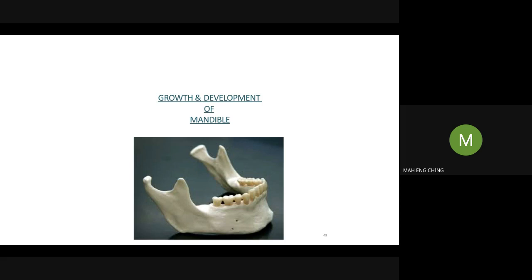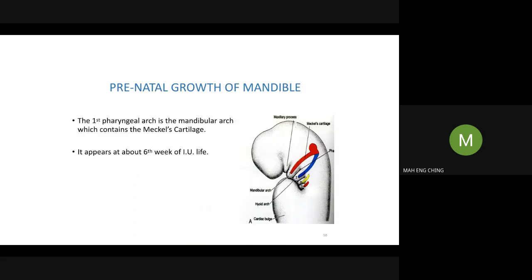So the mandible is a bit more complicated, because we have two types of bone formation. One is endochondral, and the other is intramembranous. So prenatally, inside the mother's uterus, we have the first pharyngeal arch, which is the mandibular arch, which contains Meckel's cartilage. You see this one, the red color on the right picture. This red color is called Meckel's cartilage. This appears in the 6th week of IUL.